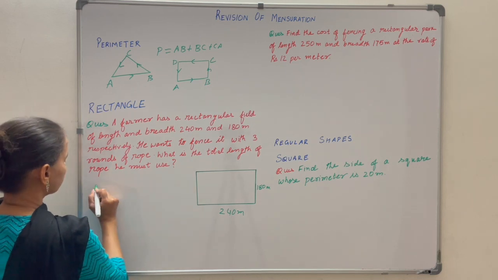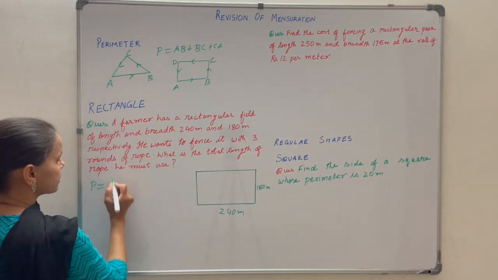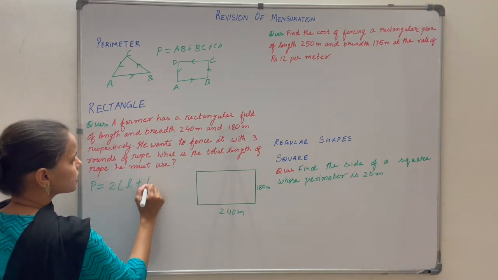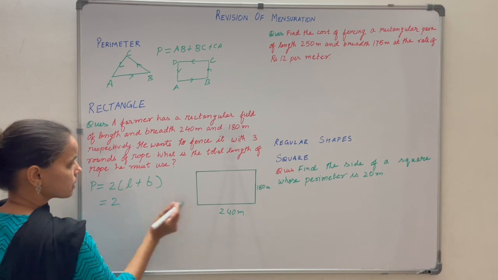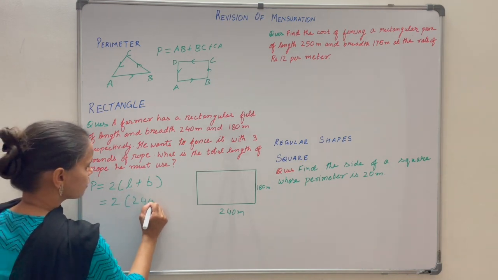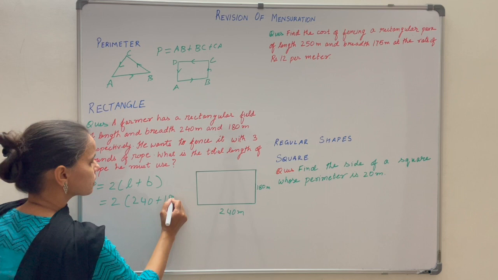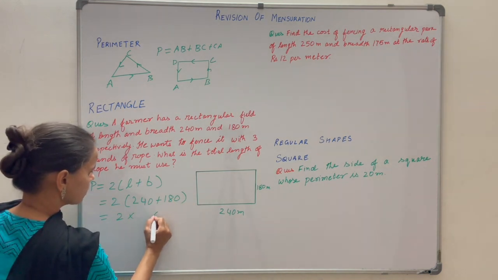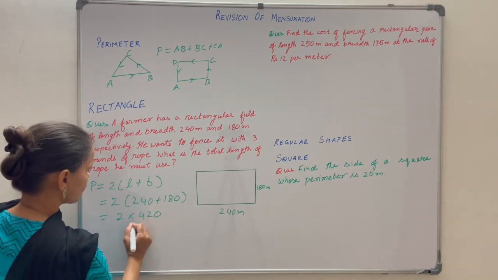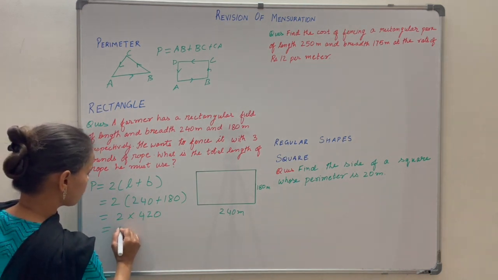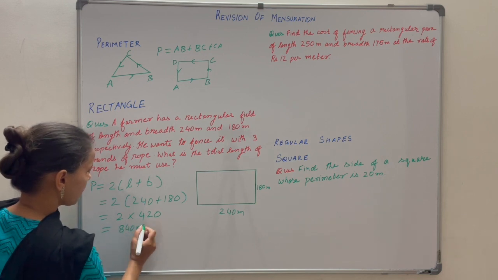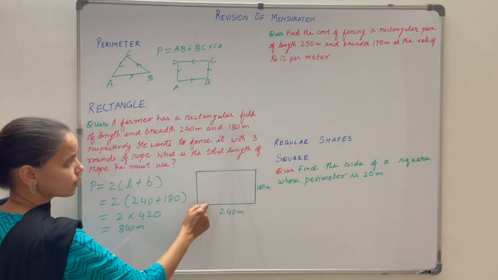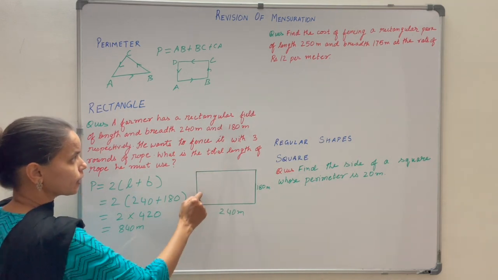So let us use the formula for the perimeter of a rectangle. The perimeter of a rectangle is twice of length plus breadth. So how much is the length? Length is given to us, 240. And how much is the breadth? 180. So 240 plus 180 is 420. So 420 into 2, that is 840 meters. So this is the perimeter. That means you have gone around the boundary only once. So you have to go like that 3 times.